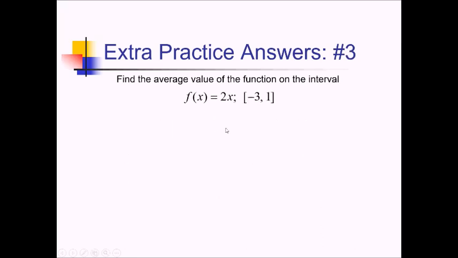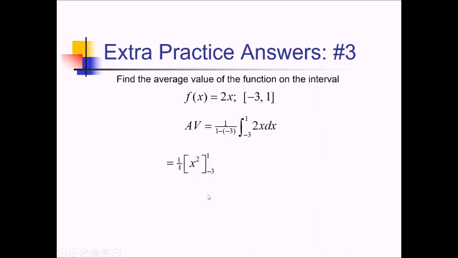To find the average value of this function, let's start by doing 1 over the interval length. So that's 1 over 1 minus negative 3 times the integral from negative 3 to 1 of 2x dx. So this is going to be 1 over 4. And this antiderivative bumps up to an exponent of 2. Dividing by that, we just have x squared, evaluated from negative 3 to 1.